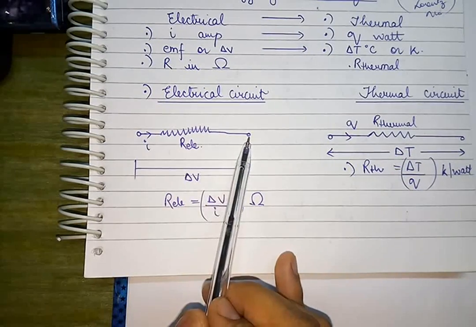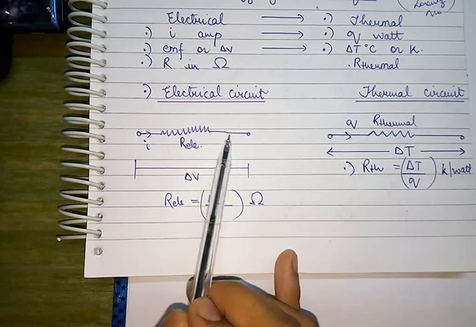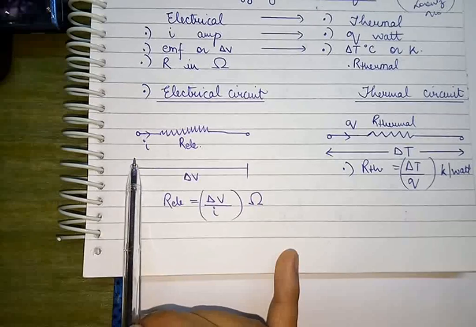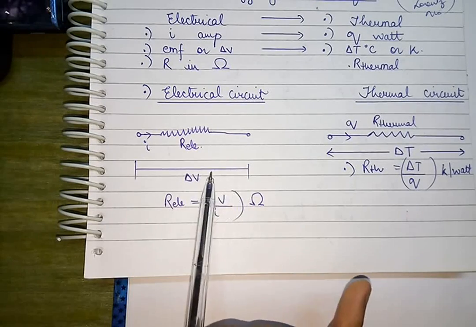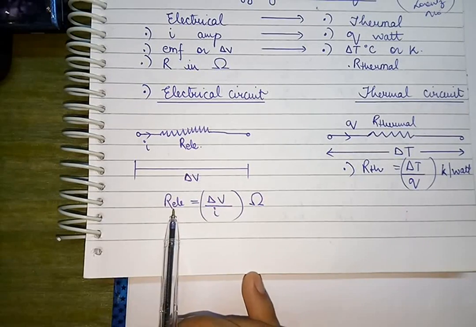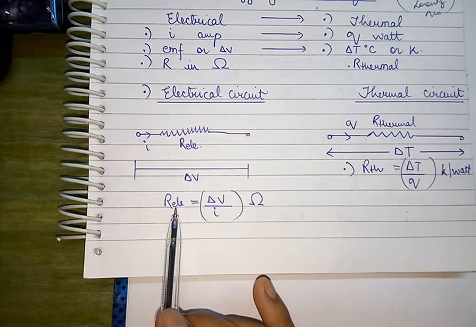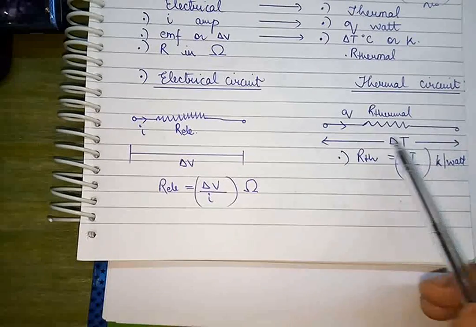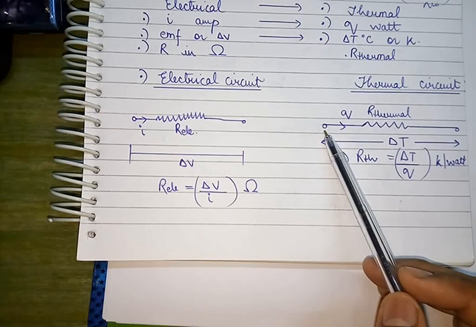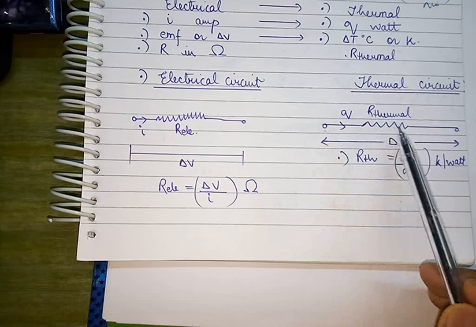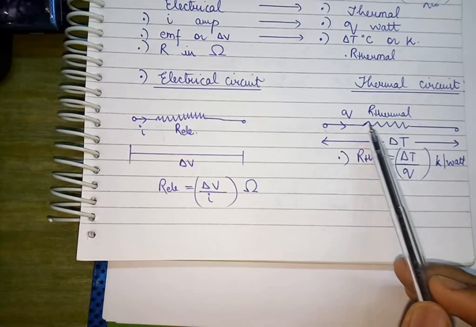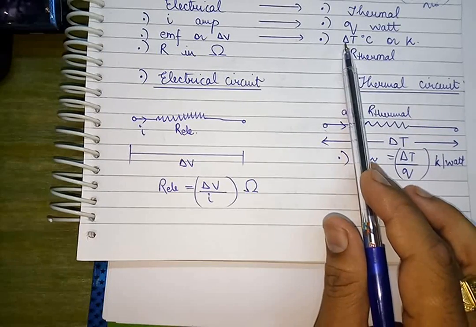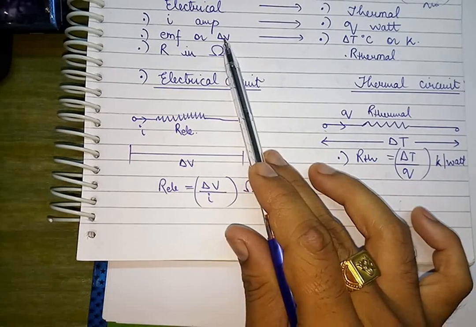Now, if we draw the electrical circuit versus the thermal circuit, for example, if this point is 1, this point is 2, and this is a wire such that this is the electrical resistance and the current flowing is I, such that the potential difference between these 2 points is delta V. So we write V equals IR according to Ohm's law, then R equals delta V upon I ohms. Now, in the thermal analogy, say this is at temperature T1, this is at temperature T2, so delta T means T1 minus T2, and we have seen that delta T corresponds to the potential difference.